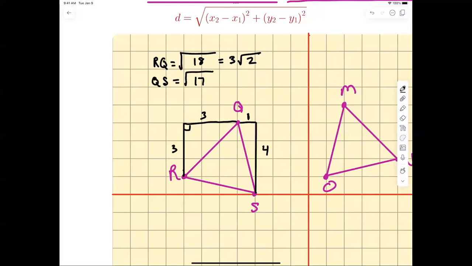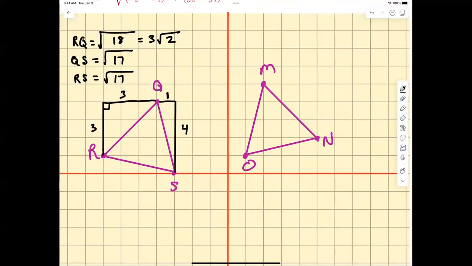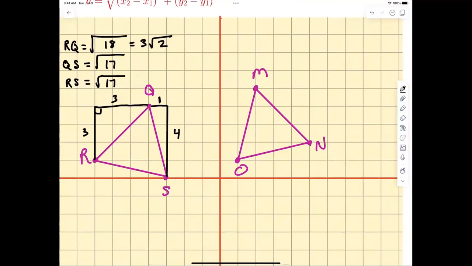No. So now we have RS. What does that look like? Radical 17. Anybody else have any problems calling that radical 17? Anybody? All right, so now we have radical 17 and 3 radical 2. So hopefully everything over here matches up with that. So yeah, it does. I'm going to do OM is equal to square root of what?